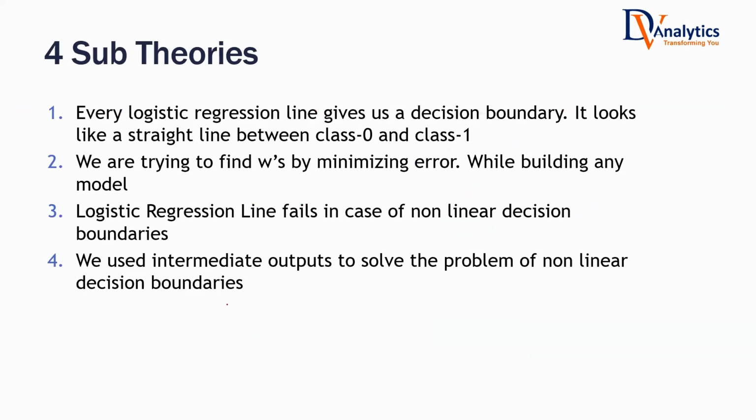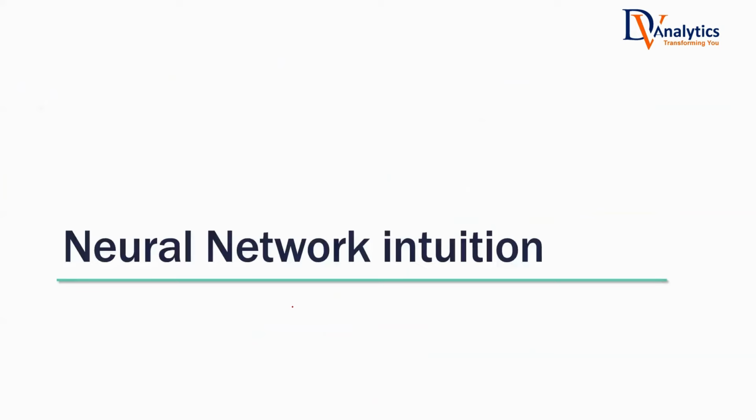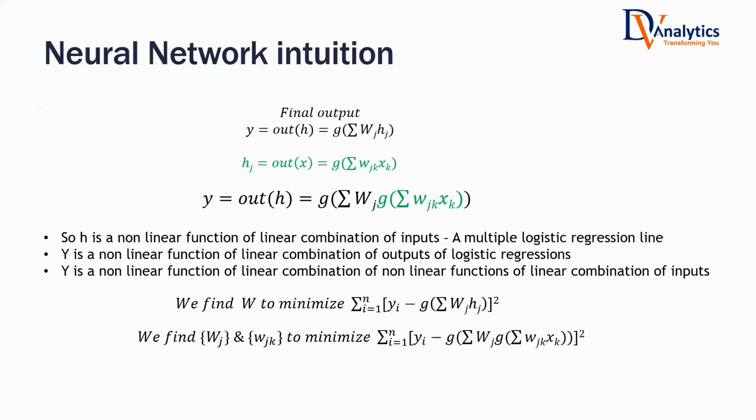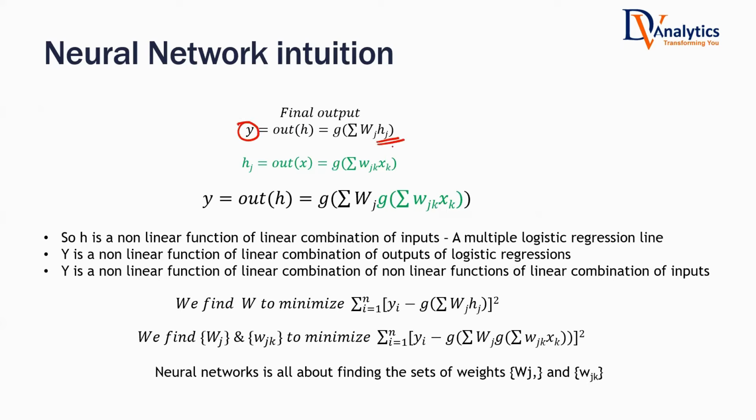So what did we do? We used intermediate outputs to solve the problem of non-linear decision boundaries. Instead of directly predicting using X1, X2, we have transformed it. Using X1, X2, we have got H1. Using X1, X2, we have got H2. From H1, H2, we got the target variable Y. So to predict the target variable Y, you have used H1, H2. But to predict H1, H2, what did we use? We have used X1, X2.